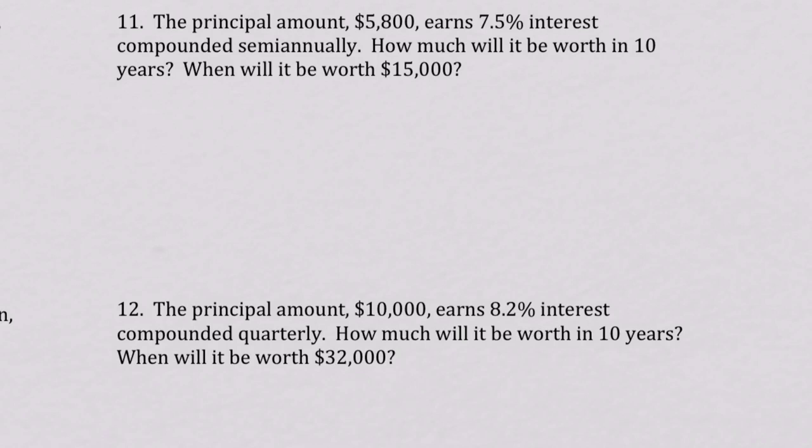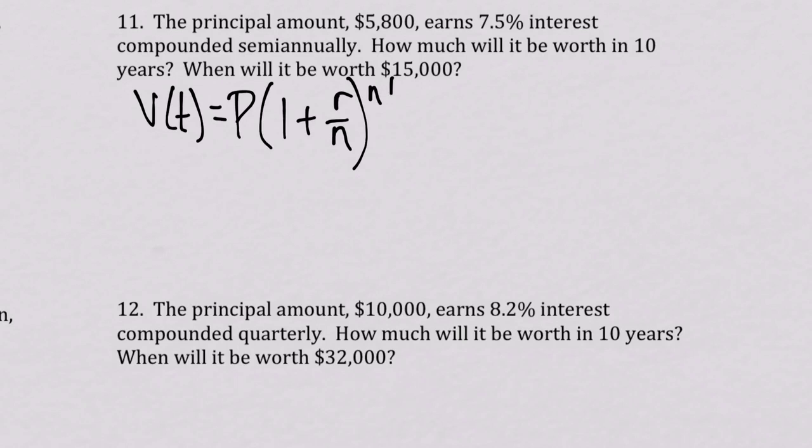The only thing I will tell you is that for 11 you have to use this formula, which I'm going to write right now. V of t is equal to p times (1 plus r over n) to the power of nt, in which n represents the amount of times that the account gets compounded per year. So semi-annually means 2. Quarterly means 4. But you're going to use the same formula for both of these. Okay? So I'll let you guys handle those on your own.